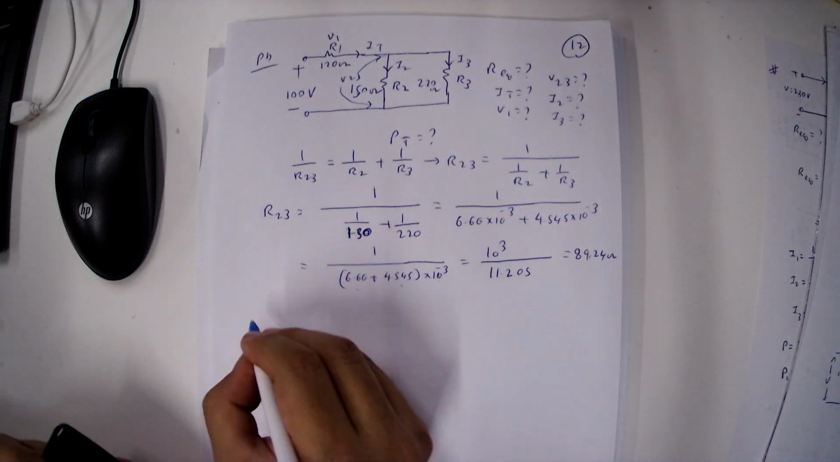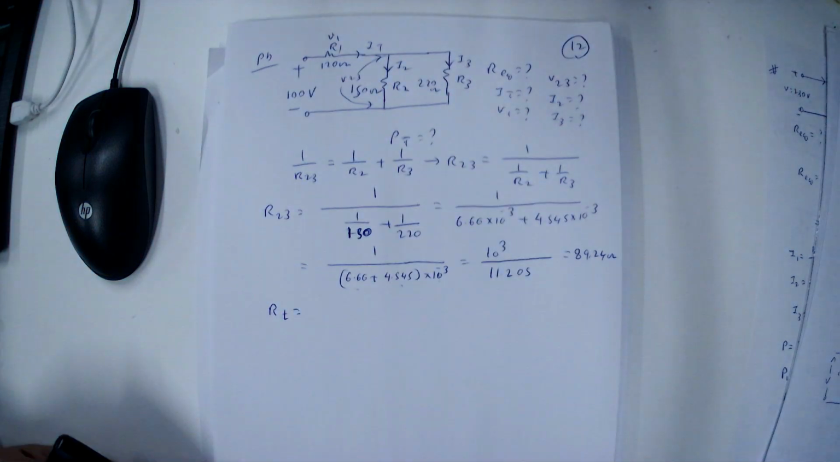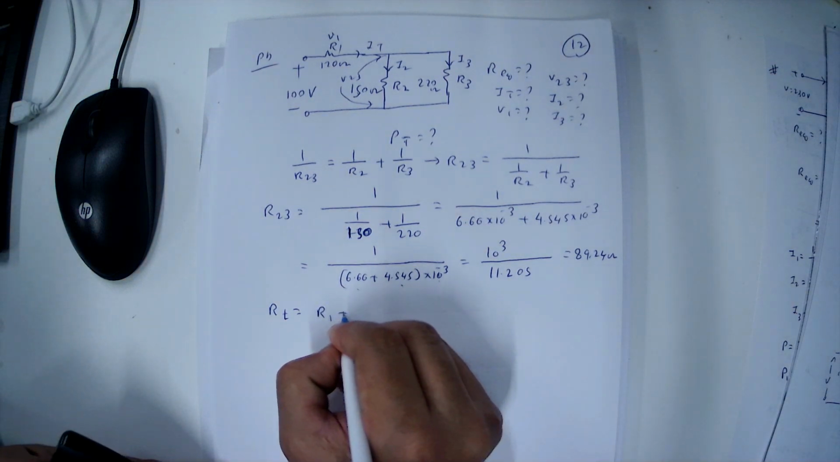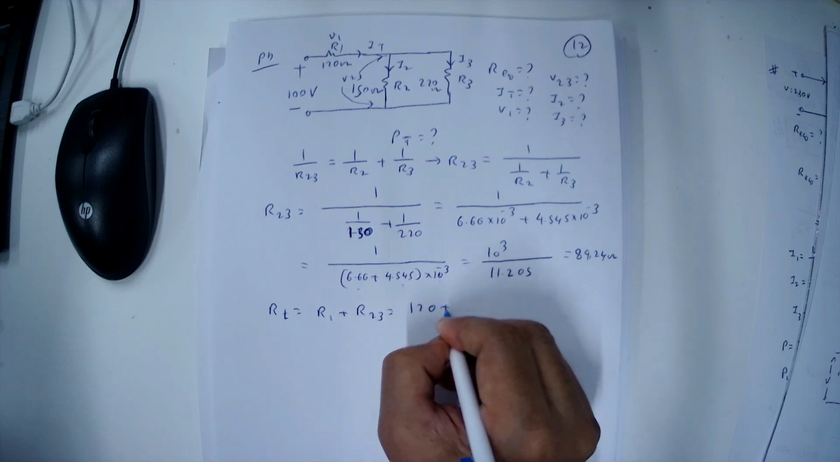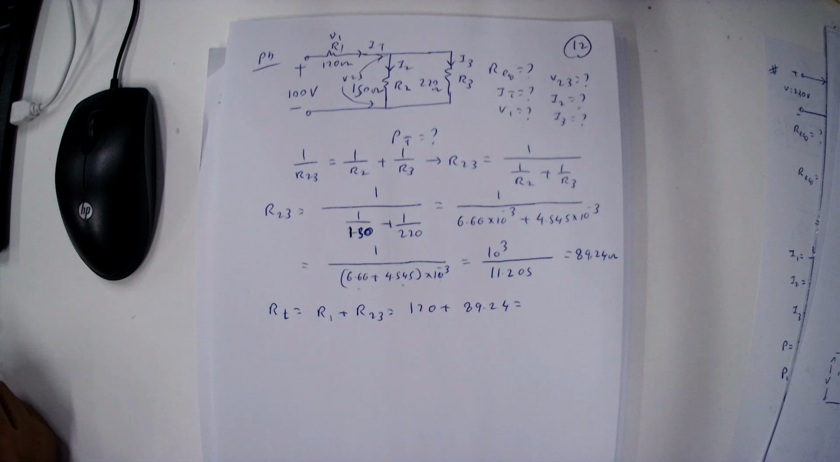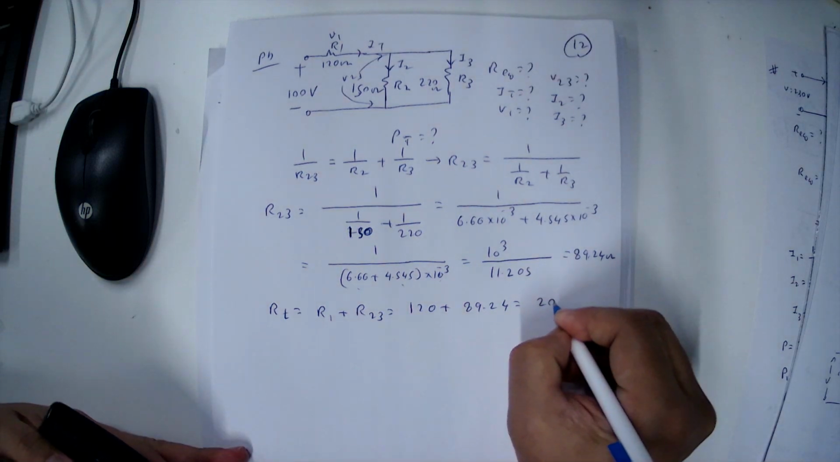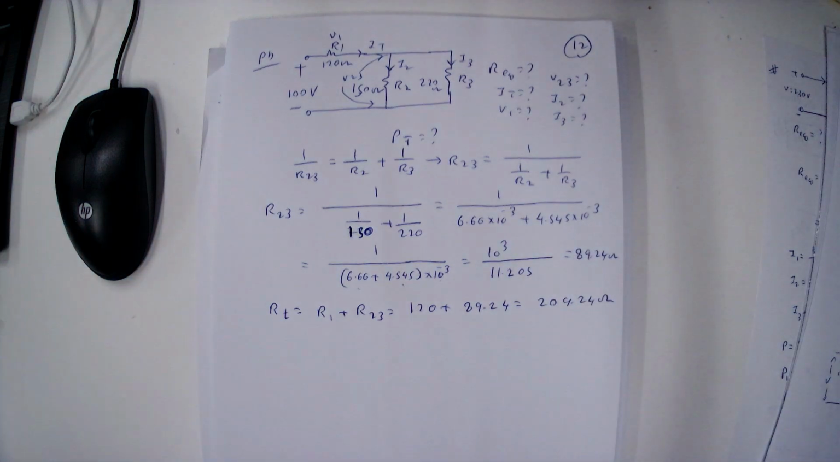Then we calculate R total. Because this R23 and R1 are connected in series, R total equals R1 plus R23. So R1 is 120, R23 is 89.24. We add 120 plus 89.24, you got 209.24. So this is the total resistance we calculated.